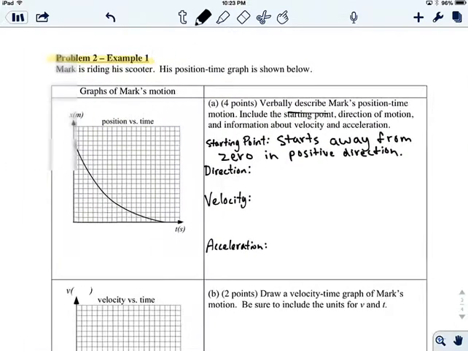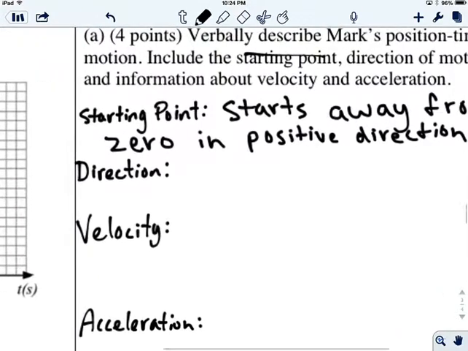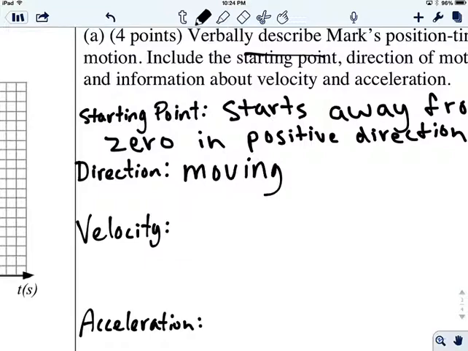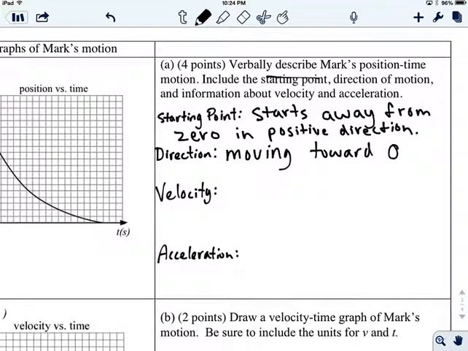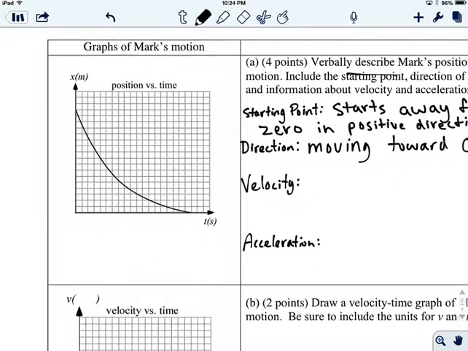Now, direction of motion. This one's pretty easy. We see that it's very clearly going back towards 0. It's going downhill. So when it asks for direction, I'm just going to say moving toward 0.